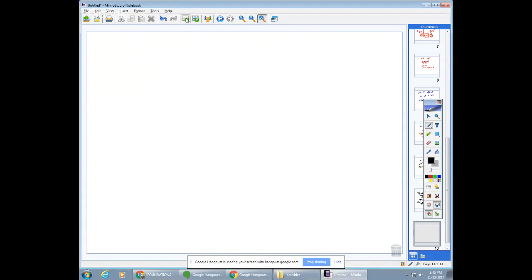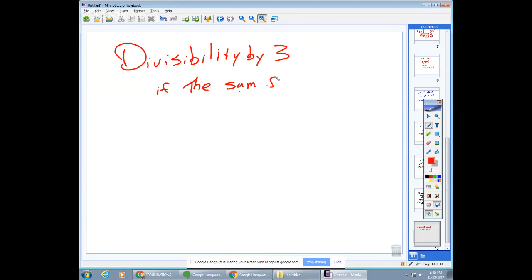Does anybody know a test for 3? Isn't it like if you add each digit in the number? Yeah, if you add each digit in the number. Yeah, this is way cool. Divisibility by 3: if the sum of the digits is a multiple of 3, then we have divisibility by 3.